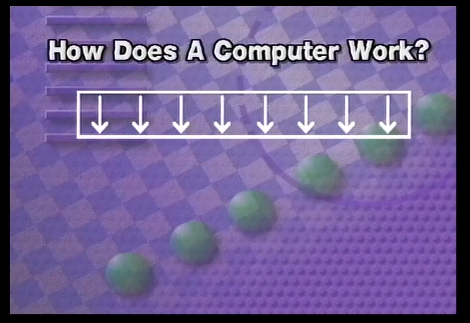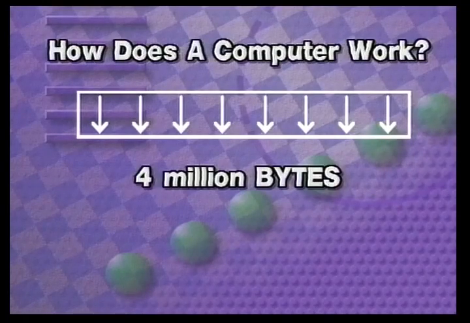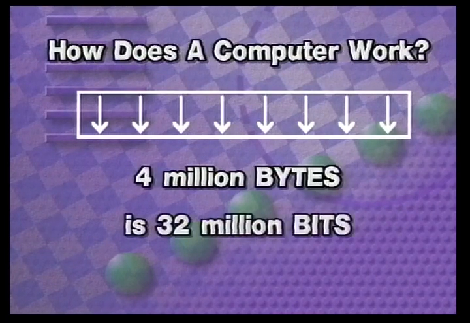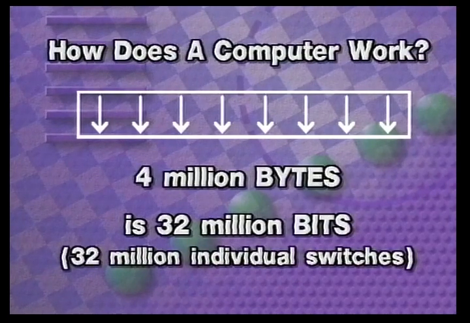Computers only work with switches inside operating on and off. There's a lot of them. I'm talking millions. Remember I told you when we say 4 million bytes, that's 4 million panels. Each panel has 8 on it. So that's 4 times 8, 32 million bits. So that's 32 million switches inside the computer that could be going on and off doing different things. It gets mind-boggling. And that's why, you know, people are sometimes impressed.